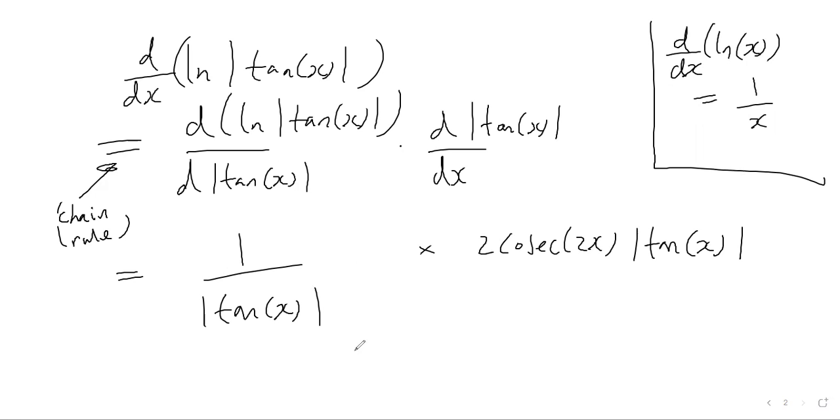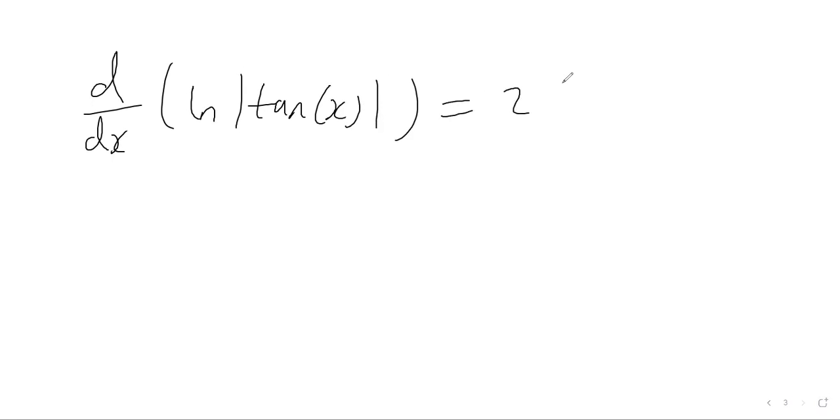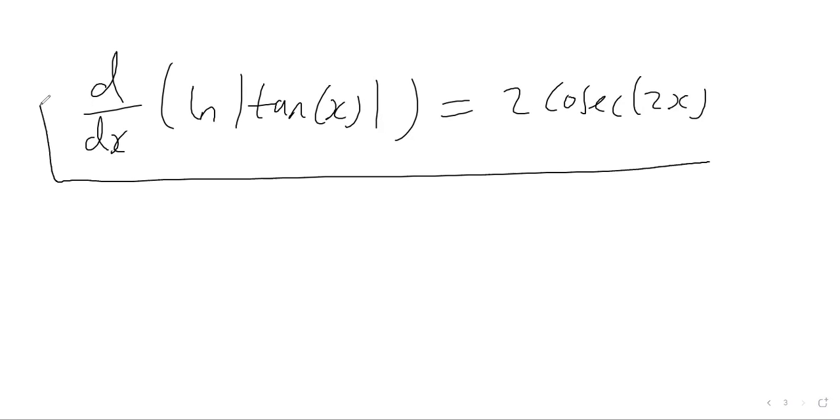Then we multiply the two results together. So 2 cosec 2x multiplied by the absolute value of tan x, divided by the absolute value of tan x. Of course, these just cancel out, and as a final result, we get 2 lots of cosec 2x. So in conclusion, when we differentiate the natural logarithm of the modulus of tan x, we get just 2 lots of cosec 2x. And that is our final result for the video.